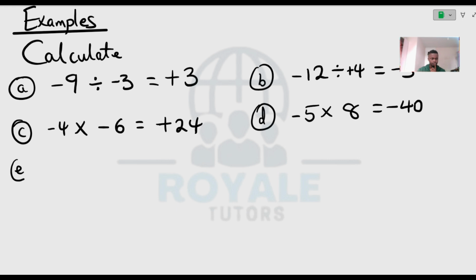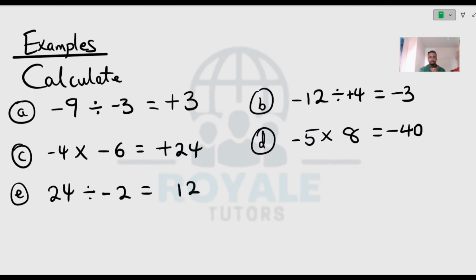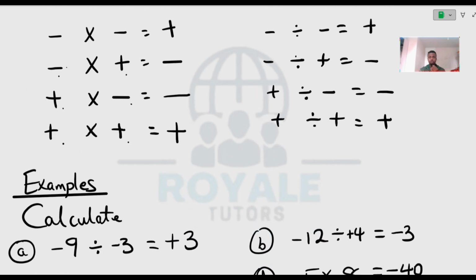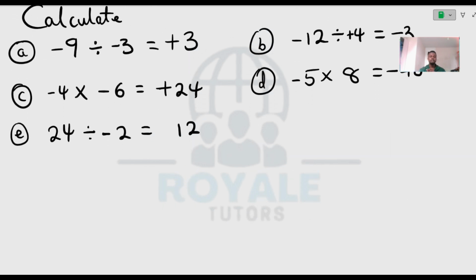Then for E, if you have something like this, 24 divided by minus 2. You divide the numbers, 24 divided by 2, which gives you 12. So you can write the numbers down. Then you go back to the division. We have positive in front of 24, negative in front of 2. So positive divided by negative gives you negative. Don't forget, the same sign will give you positive, different signs will give you negative. So this is negative.